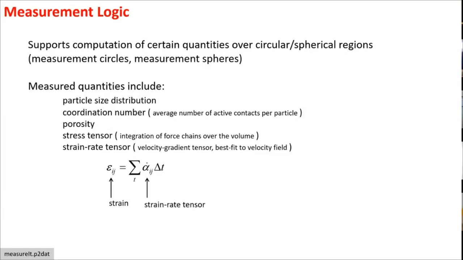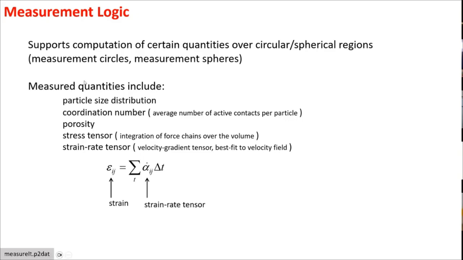Measurement logic. We can measure different quantities. These are macroscopic quantities, right? Like particle size distribution. We didn't do that. We used a function, but you can also do it with a measurement circle. Coordination number is the average number of contacts each particle has. The bigger that is, the more contacts each particle has, the sort of less porous it is, the more strong it is. That tells us a lot about the system.